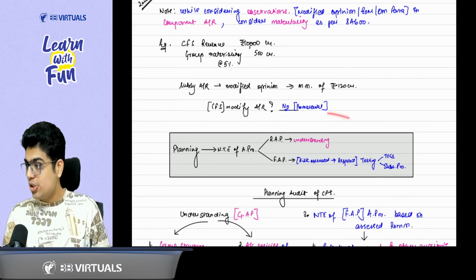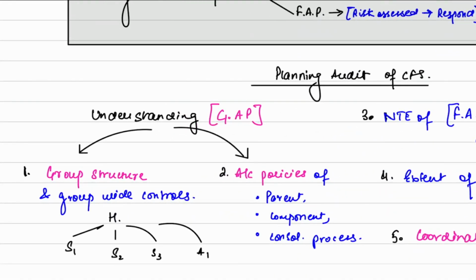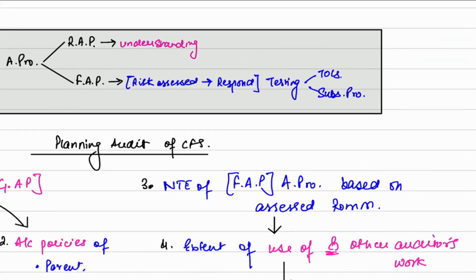Now, sir, using this understanding, just frame the answer with me. First of all, we will do the understanding procedure. Understand the GAP. GAP means G for group structure and group-wide controls to prepare the CFS. AP means accounting policy of the parent, component and consolidation process so that you can harmonize all of them. After understanding, you move to further audit procedure. That means nature, timing and extent of further audit procedure. That is the audit procedure based on assessed risk of material misstatement.